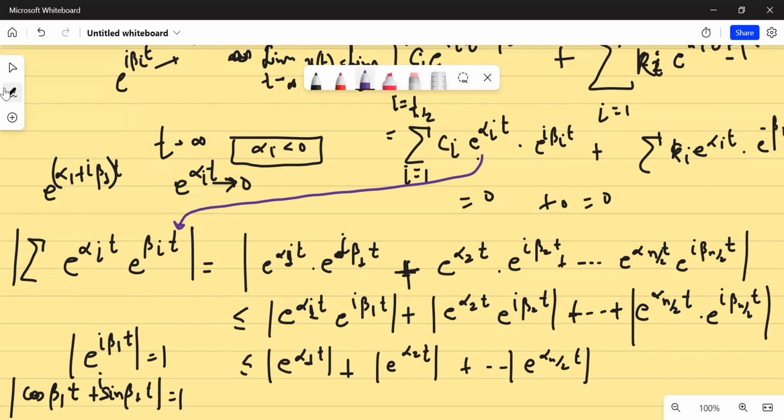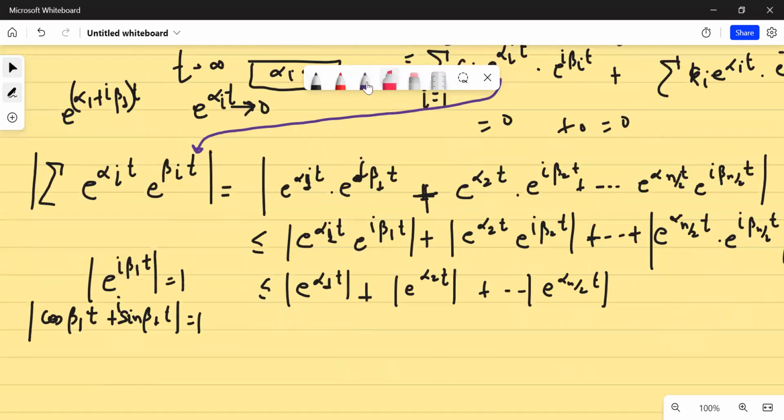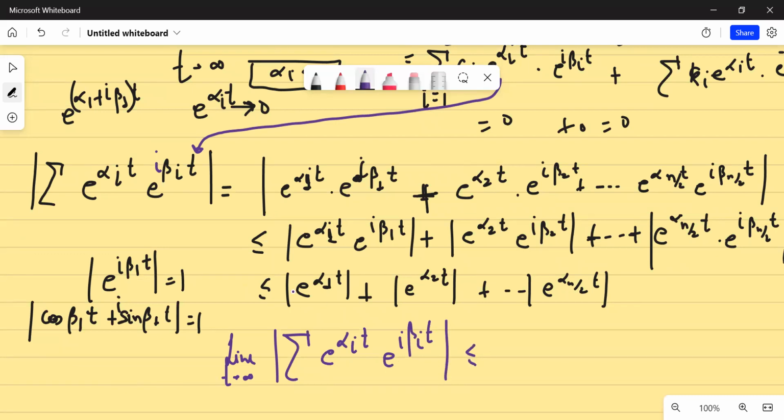Yes, sir. Okay. Now take on both of the sides t tends to infinity. On the left hand side take t tends to infinity. T tends to infinity, modulus of e to the power alpha i t, e to the power, sorry I've forgotten about beta iota here, iota beta i t, its mod is less than or equal to what? So as t tends to infinity, this entire thing would become 0, because alpha i's are all negative.